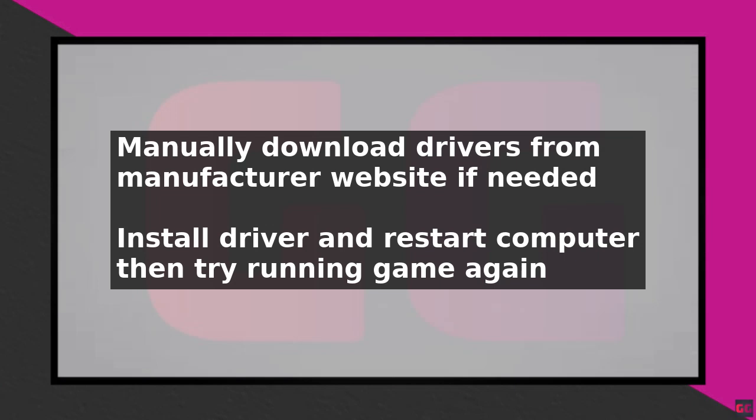If none of these steps fix the issue, you may need to wait for the game developers to add support for other DirectX versions or consider upgrading your graphics card or computer.